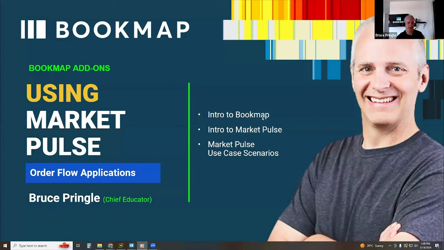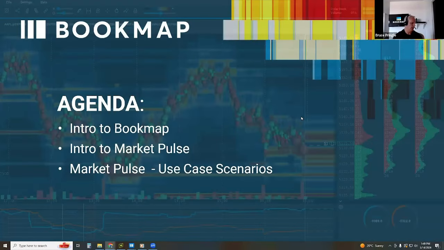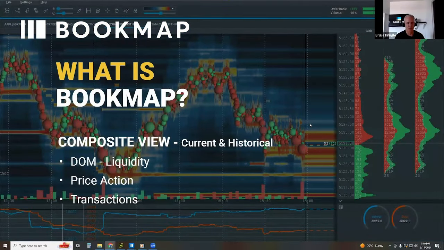But first, we're going to go through the introduction to Bookmap. What is Bookmap, and then what is Market Pulse before we dive into it deeper here? So first off, the introduction to Bookmap. So I'm not sure how many people are familiar with Bookmap and what it is exactly. It basically is a very unique visualization of the market from the most binary level of seeing a transaction take place and who's taking the other side of that trade, to being able to zoom out and see it on a much, much higher time frame, both for the current and historical view.